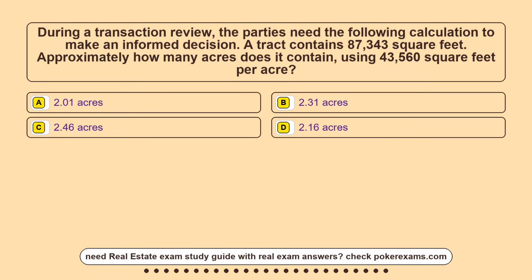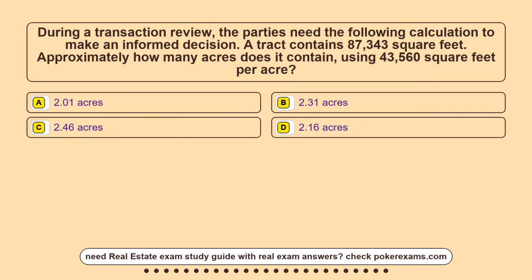Question 4. During a transaction review, the parties need the following calculation to make an informed decision. A tract contains 87,343 square feet. Approximately how many acres does it contain, using 43,560 square feet per acre?